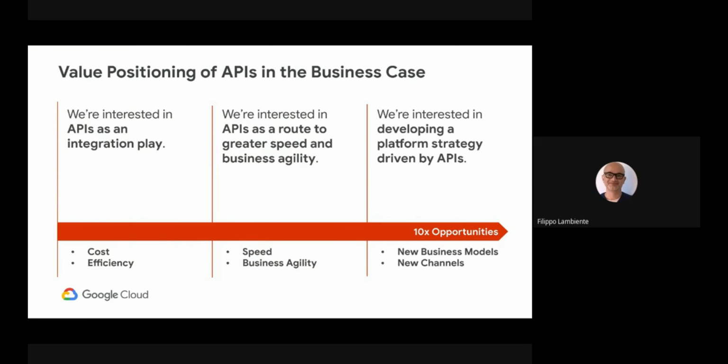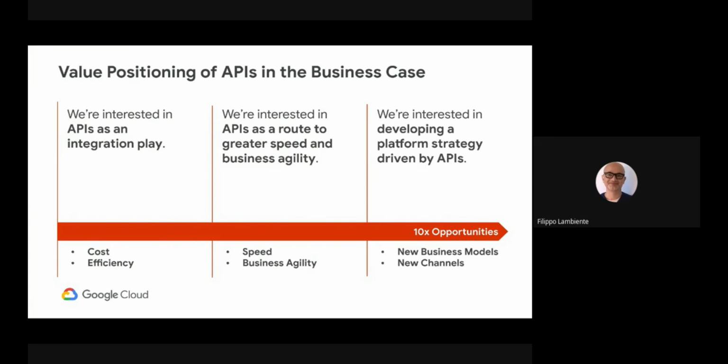Basically, we have seen three major pillars. We see customers that are mainly interested in adopting Apigee, or APIs in general, for cost efficiency in terms of simplifying their integration context. So rather than having point-to-point, just adopt an API that simplifies the integration, and this will bring the immediate benefit of reducing the cost and improving the efficiency. But this is just one aspect.